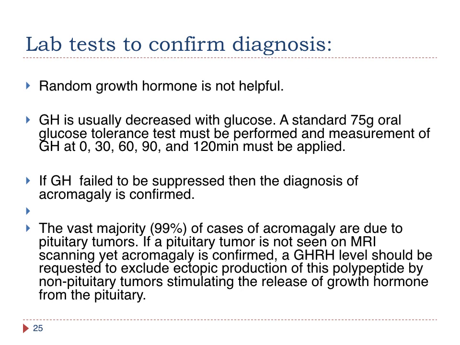The vast majority, approximately 99%, of cases of acromegaly are due to pituitary tumors. If a pituitary tumor is not seen on MRI scanning yet acromegaly is confirmed, growth hormone releasing hormone level should be requested to see how high its value is, to exclude ectopic production of this polypeptide by non-pituitary tumors. That means that if we don't see a tumor in the pituitary gland, it may be an ectopic tumor, either in the lung or anywhere else, that releases growth hormone.